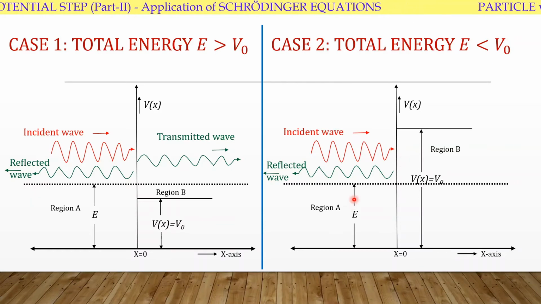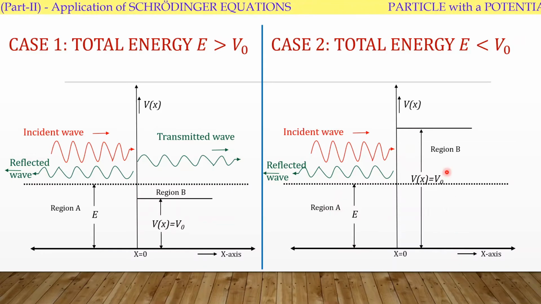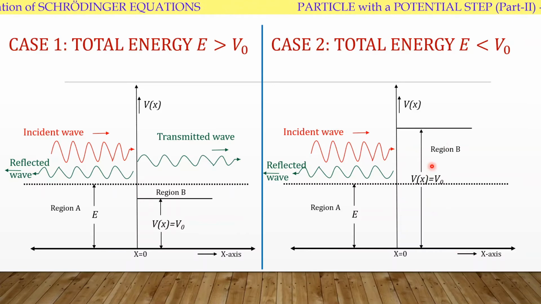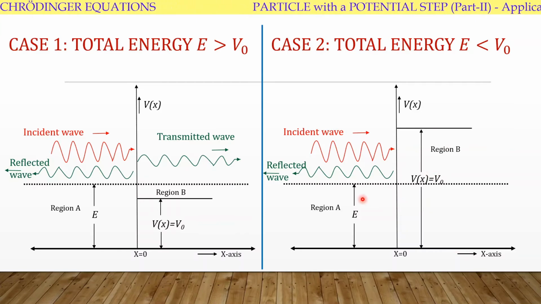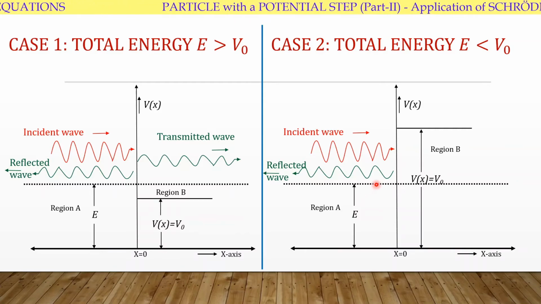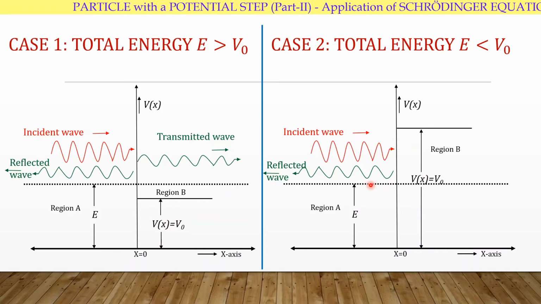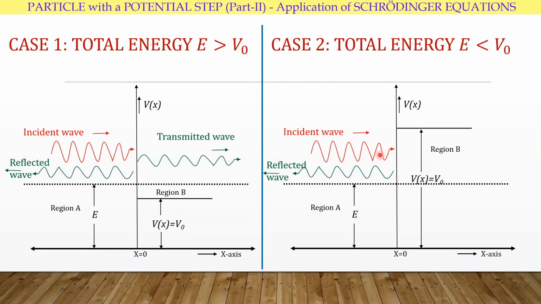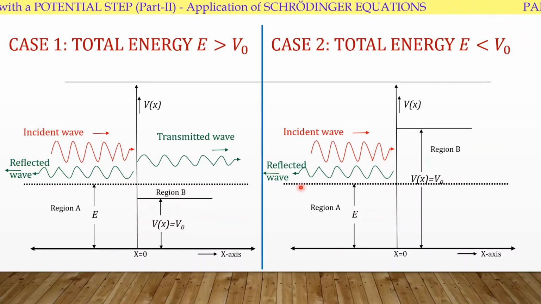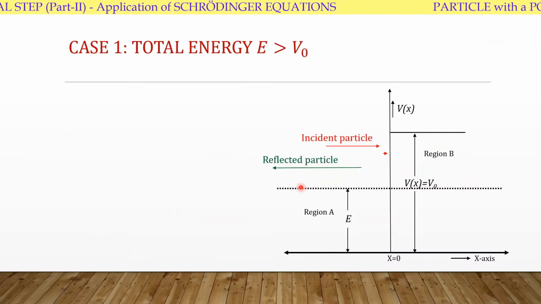It means that this energy of the particle is very much less than the hike of potential. The height of the potential here is very much higher than the energy of the particle. So at first inspection, it clearly appears to us that the wave associated with the particle will be completely reflected back into the first region. So let us see how this happens.